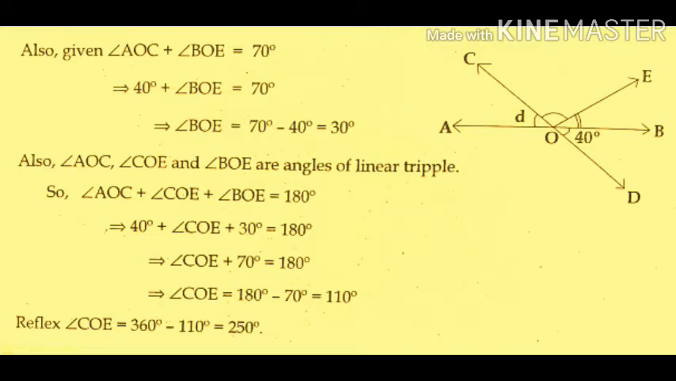Next step, how can we get reflex angle COE? Subtract angle COE from 360 degrees, we get reflex angle COE. That is 360 degrees minus 110 degrees is equal to 250 degrees.